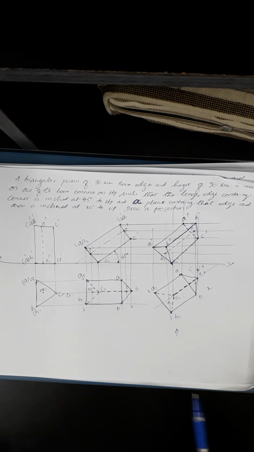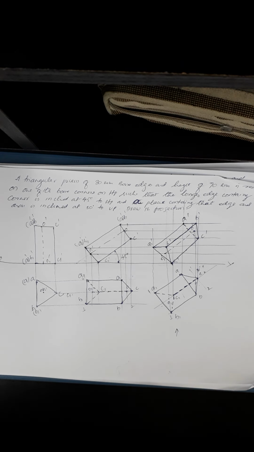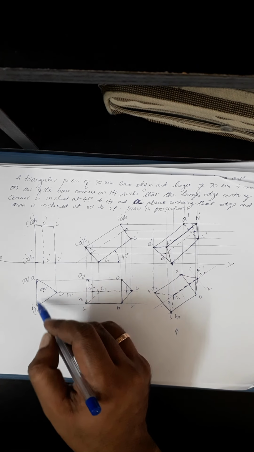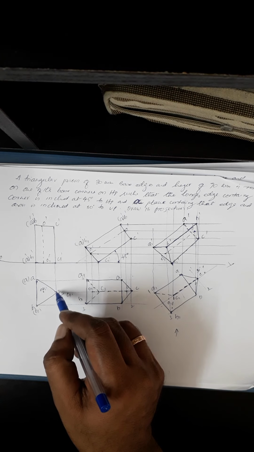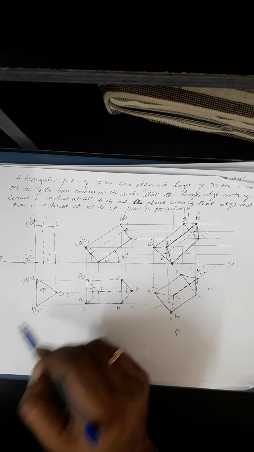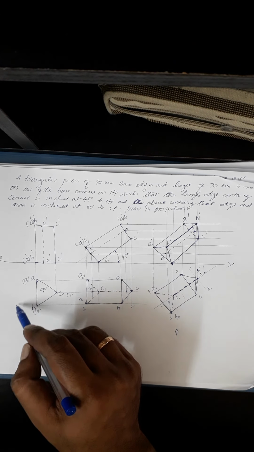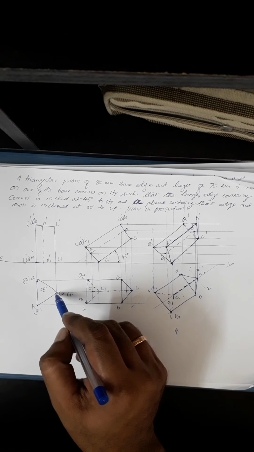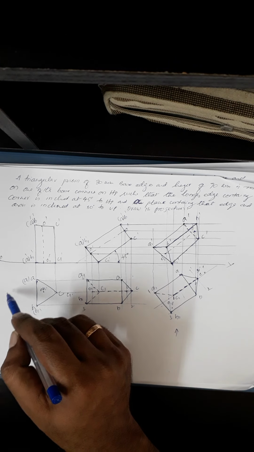Since the prism is resting on one of its base corners on HP, I'll go for drawing my first view, because it's resting on HP. I'll draw my first view on HP having one of its corners on the right side, something like this. If it's a square prism, I'll construct a square like this. If it is a pentagonal prism, a pentagon to have a corner on the right side. If it's a hexagon, again a corner on this side, right?